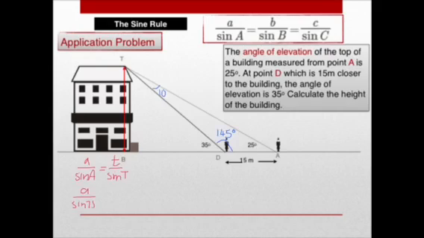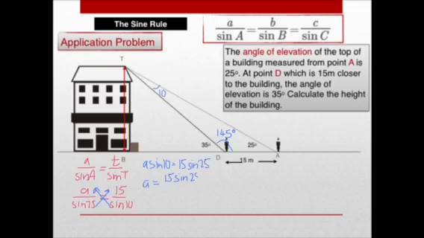So let's fill in for this. A over the sine of A, sine 25, is equal to T, which is 15, over the sine of T. We know that that angle is 10 degrees. Again, one fraction equal to one fraction, we can cross multiply. So A sine 10 equals 15 times the sine of 25. And so A is equal to 15 sine of 25 divided by the sine of 10.